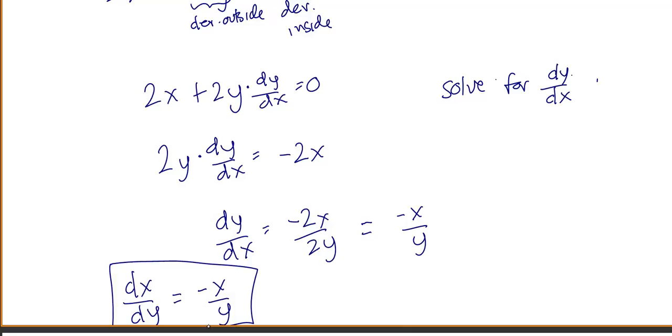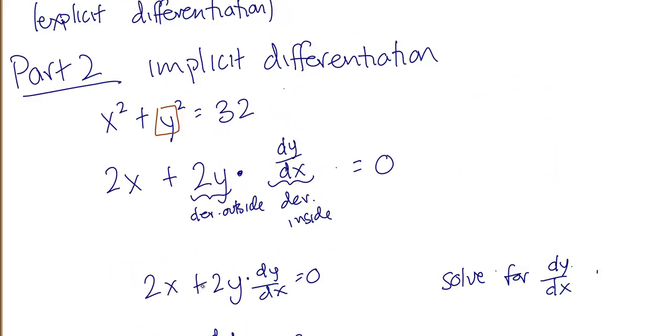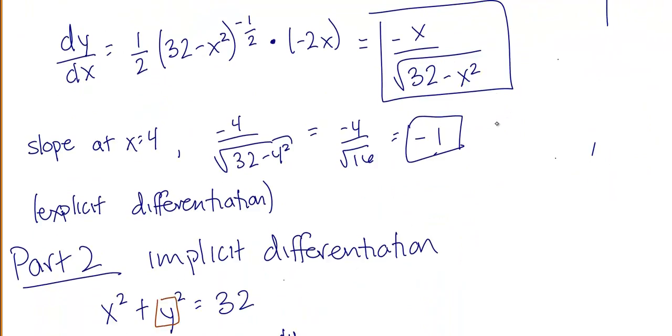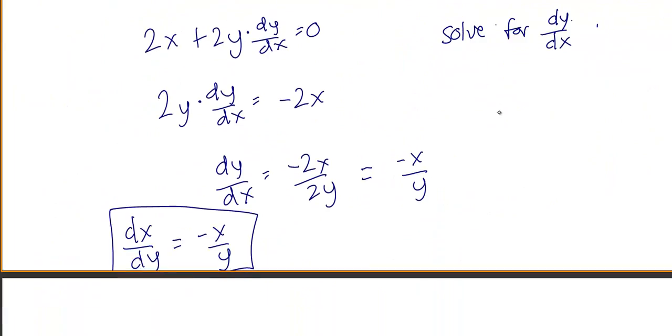Now, this is not required, but if you are curious, you can go back up to what we did in part 1, where we actually solved for y. y is the square root of 32 minus x squared. And I could plug that in here. So again, not necessary, but I could say, okay, oh, I'm sorry, I wrote this wrong here. dy/dx.